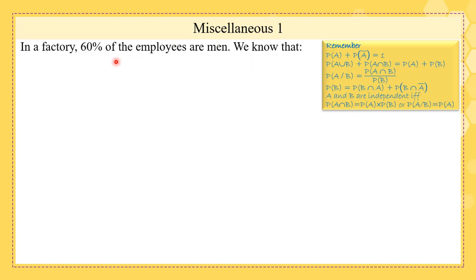In a factory, 60% of the employees are men. So this is M, and this is 60% as a probability. From here, I can automatically say that if 60% of the employees are men, this means that 40% of the employees are not men, or women.